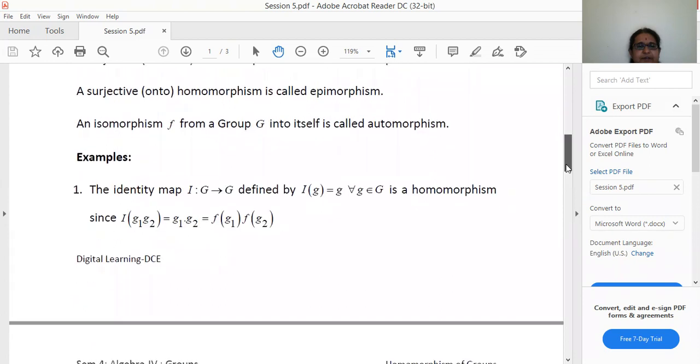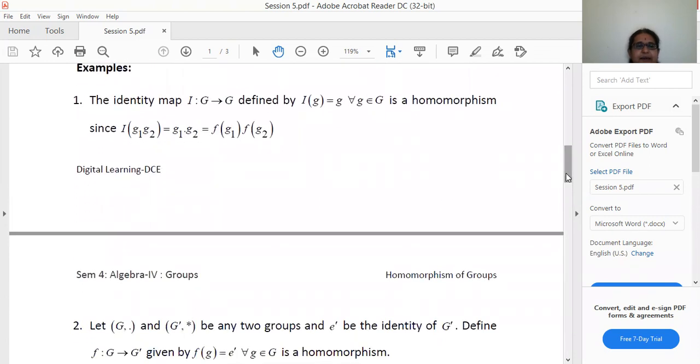Now we shall take up some examples. The identity map I from G to G defined by I(g) = g for all g belonging to G is a homomorphism, since here the domain and codomain are the same set. So I(g1 · g2) = g1 · g2, but I(g) = g means I(g1) = g1 and I(g2) = g2. So I(g1 · g2) = g1 · g2, that is I(g1) · I(g2).